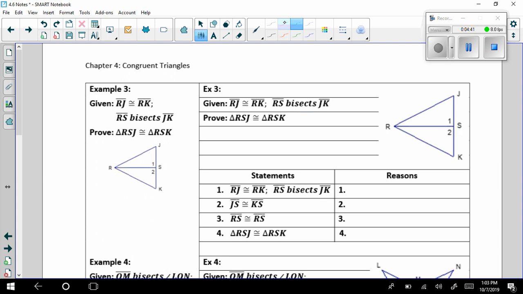Okay, I want you to go ahead and pause the video and try this one yourself. I want to remind you though, real quick, that the word bisects means to cut into 2 equal parts or in half. Okay, so go ahead and give this one a go.